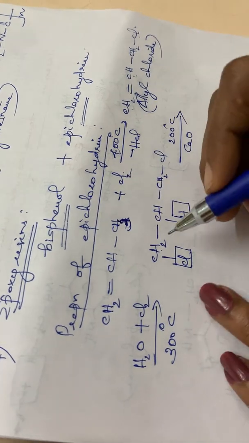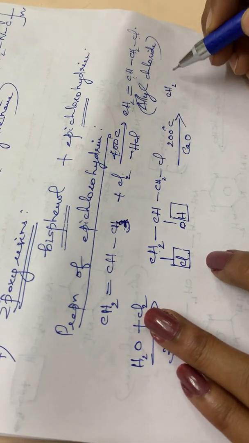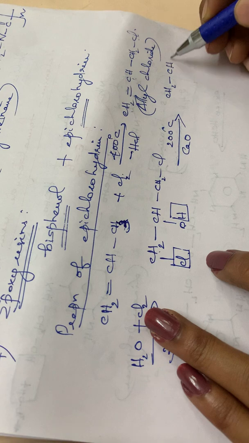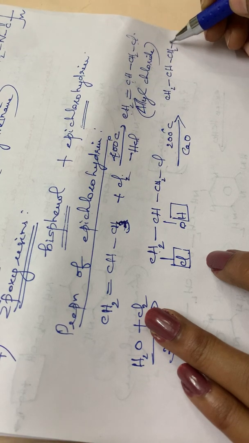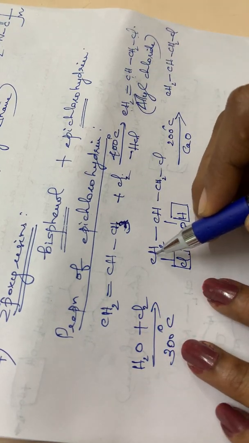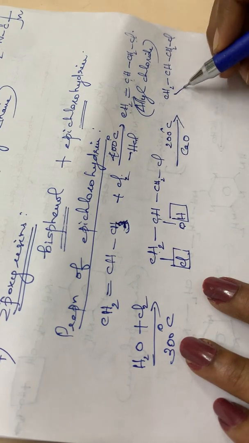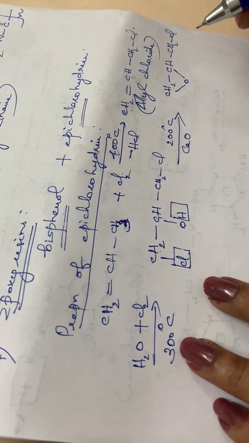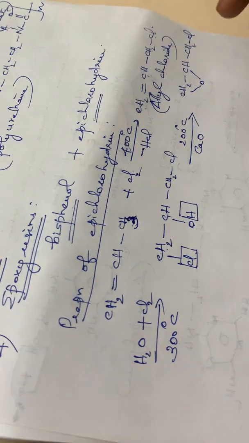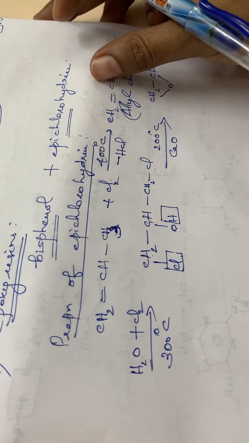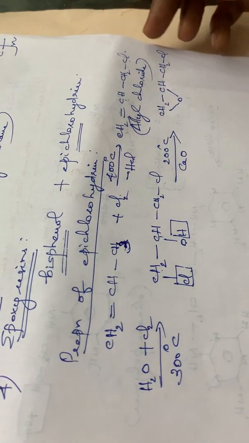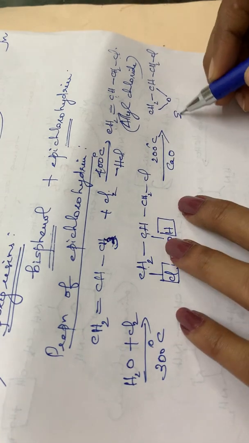So the product will be like this: CH2-CH-CH2Cl. Then the remaining is one oxygen atom, which will be linked together. So this compound is epichlorohydrin.